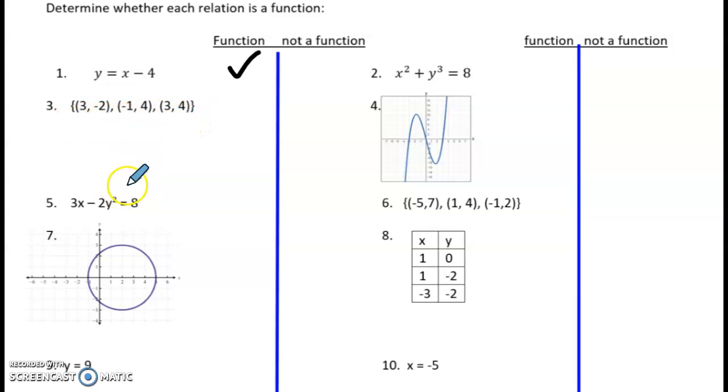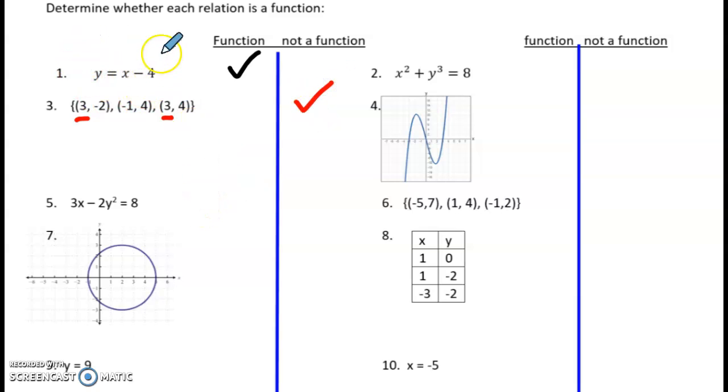This set of ordered pairs is not a function, is it? Sometimes I put 3 in for x and I get -2 out for y. Other times I put 3 in for x and I get 4 out for y. I can't be unsure about what I'm going to be getting as a result when I put the same number in. So that is not a function.